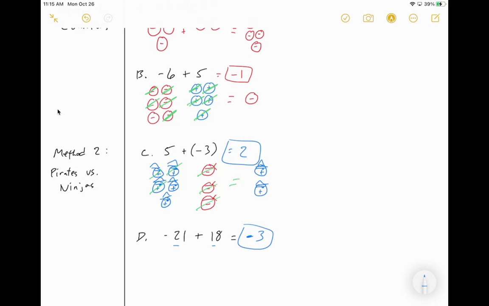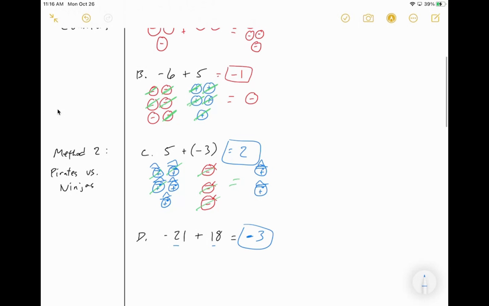So again, the method is basically just a different way to think about it. I do not want you to have to draw this every time and be like, let me draw this. I want you to be able to just think about how it works. Okay, so method 1 and 2 are basically the same. Method 2 just has kind of a fun twist on it. So if you go around and talk about pirates and ninjas, we'll all understand. No one else will, but that's okay. We can be funny like that.